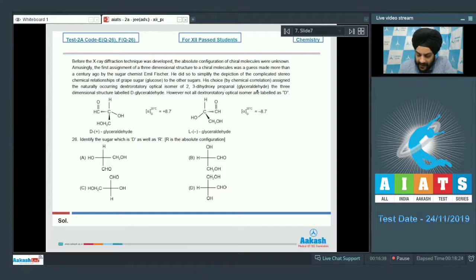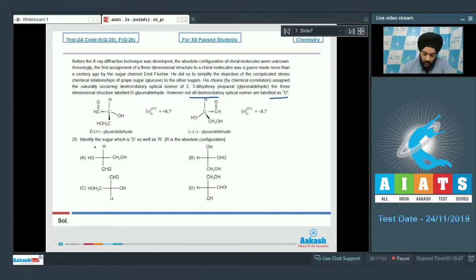His choice by chemical correlation assigned the naturally occurring dextrorotatory optical isomer of 2,3-dihydroxypropanal, which is glyceraldehyde, the 3-dimensional structure labeled as D-glyceraldehyde. However, not all dextrorotatory optical isomers are labeled as D. Okay, so we've been given the D-glyceraldehyde and the L-glyceraldehyde, and the specific rotations have been given to us.